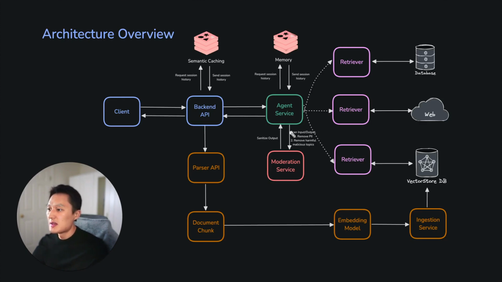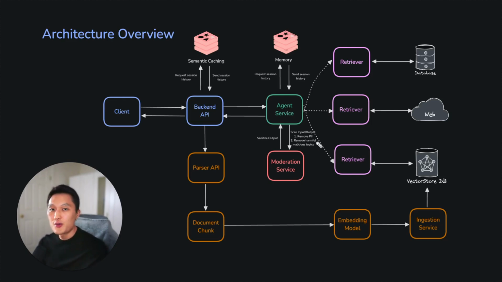And so this moderation service will work in tandem, and it can function on both the receiving side, so just before the user's prompt gets sent over to the agent service, and then after the agent has generated a response, it will pass through the moderation service before it's sent back to the client. So all of these are the components that will help us build a ChatGPT-like service.